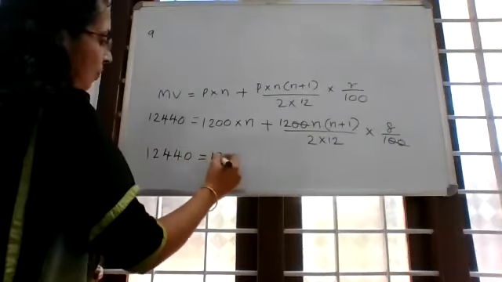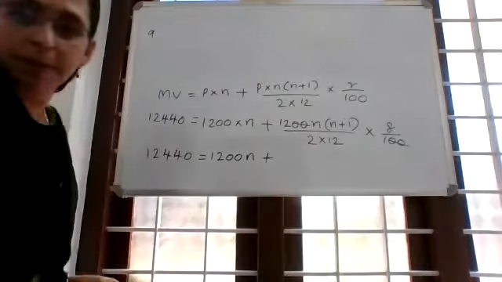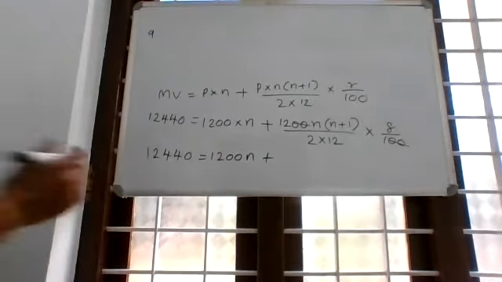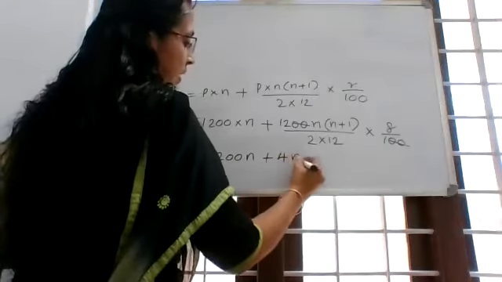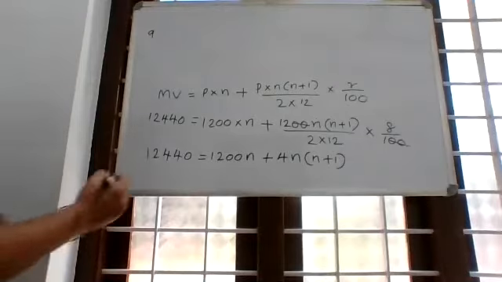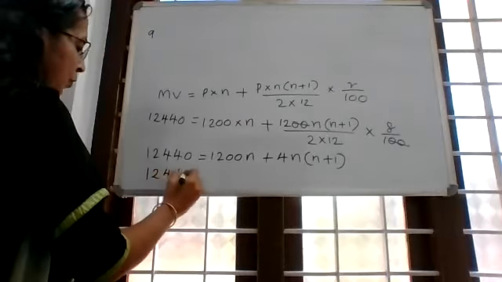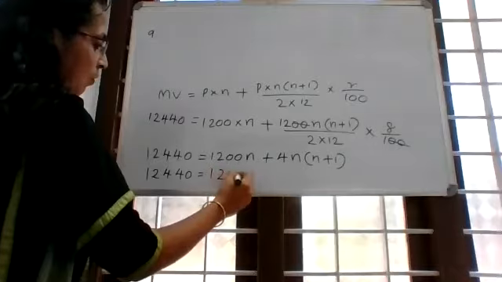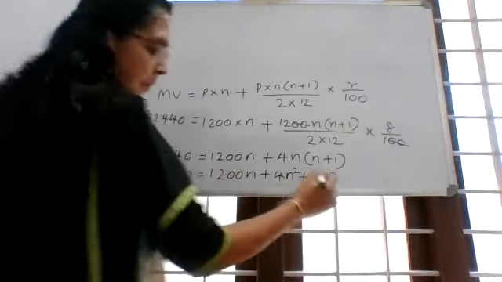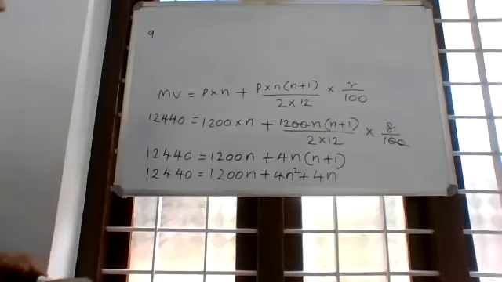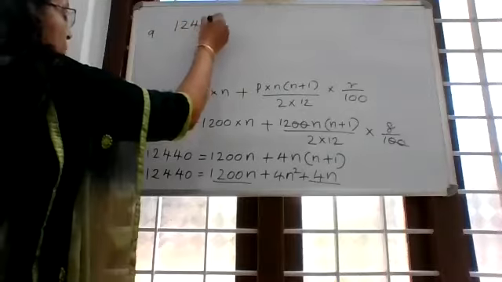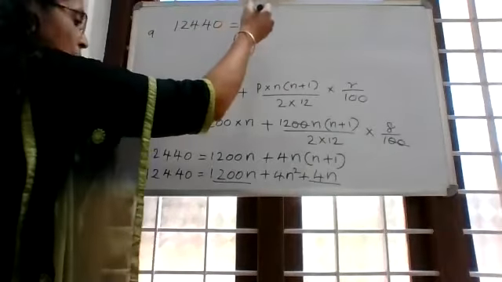12440 is equal to 1200 N plus 4N into N plus 1. So 12440 is equal to 1200 N plus 4N square plus 4N. So this 2 and so 12440 is equal to 4N square.